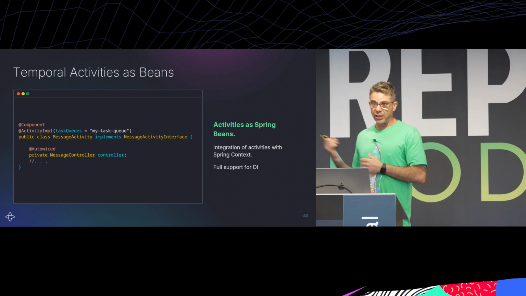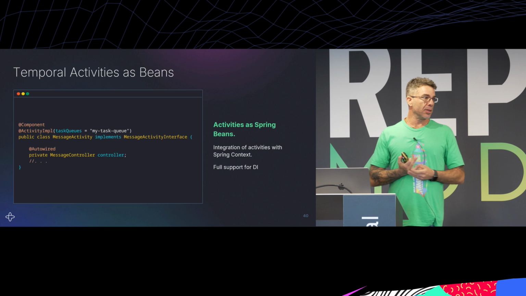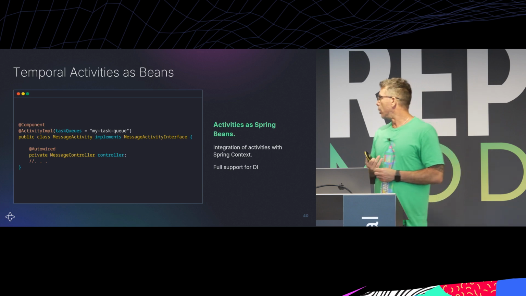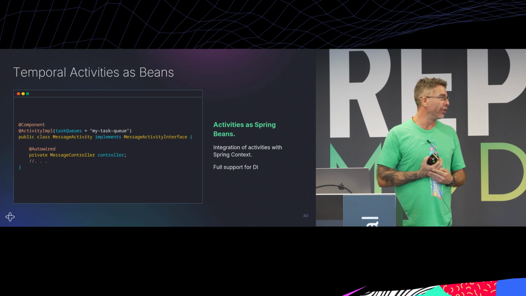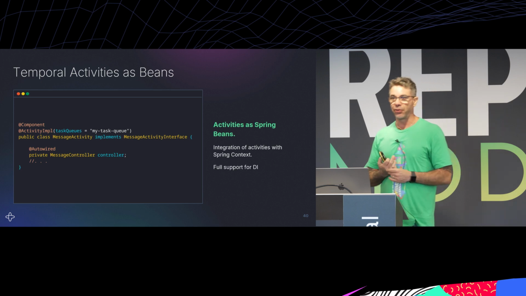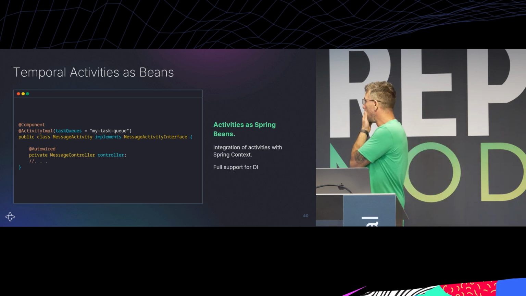Temporal activities can be implemented as beans or Spring components. That brings the whole DI aspect to your activity, so you can start auto-wiring your different resources or different beans that you define for your application.